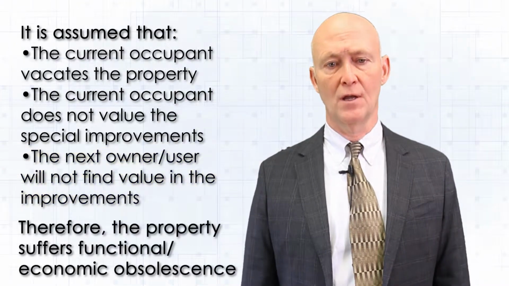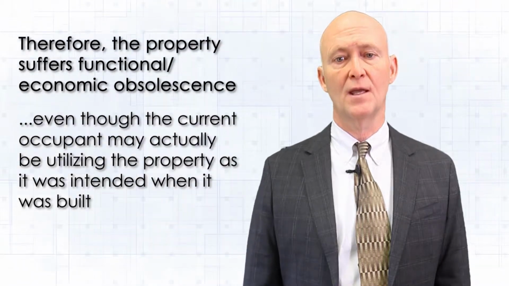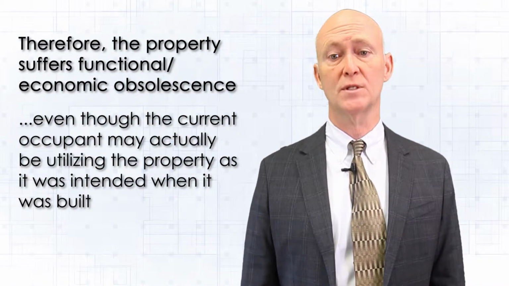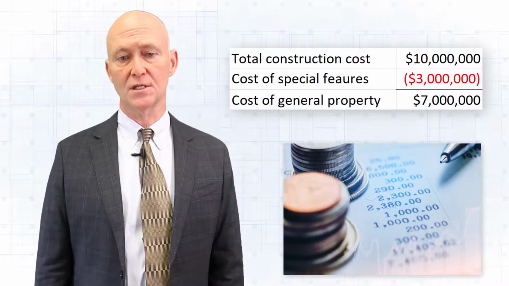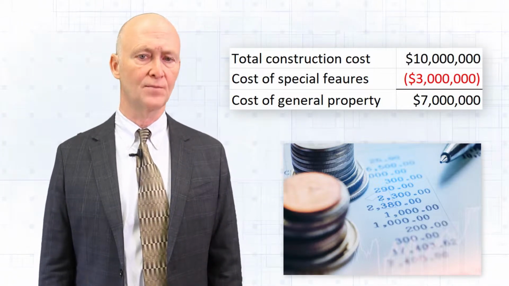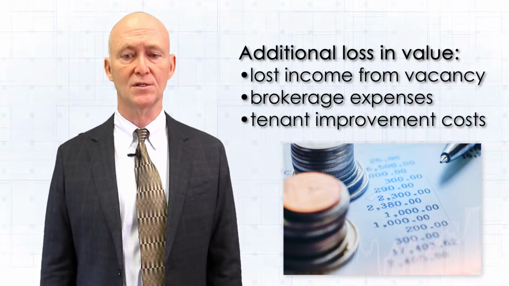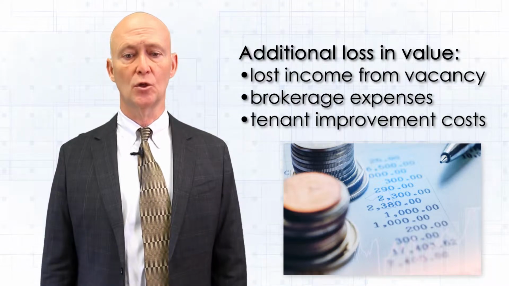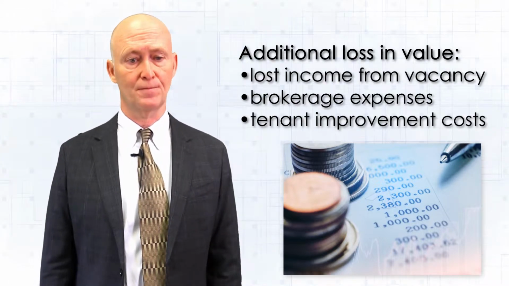So therefore, the property suffers substantial functional and/or economic obsolescence, even though the current occupant may actually be utilizing the property as it was intended when it was built. Therefore, under the Godark hypothesis, the property suffers $3 million in functional and/or economic obsolescence. The Godark hypothesis in special built properties may also claim a loss in value for the lost income due to the vacancy until absorbed, brokerage and marketing expenses, and tenant improvement costs.